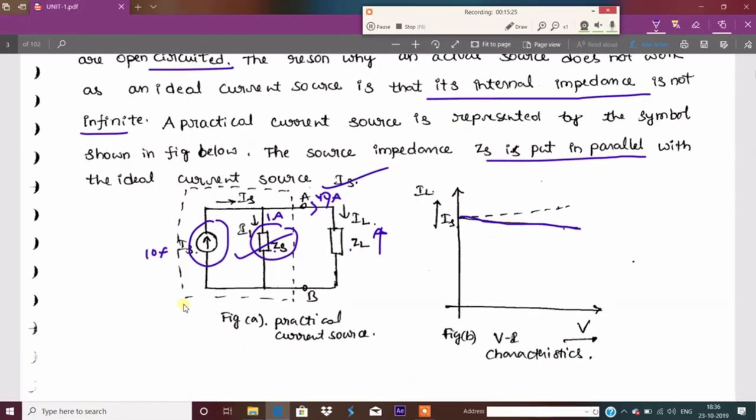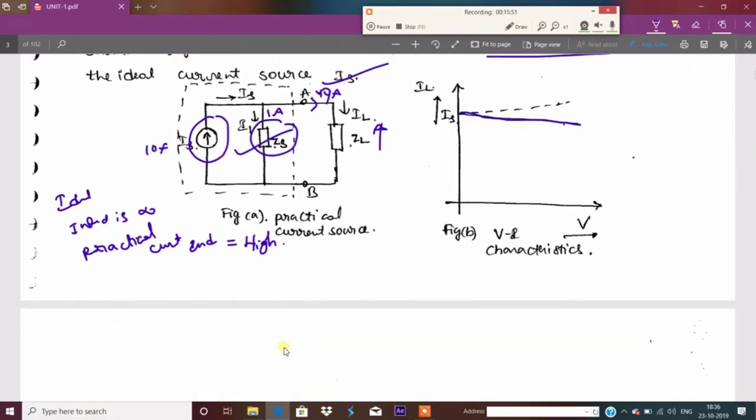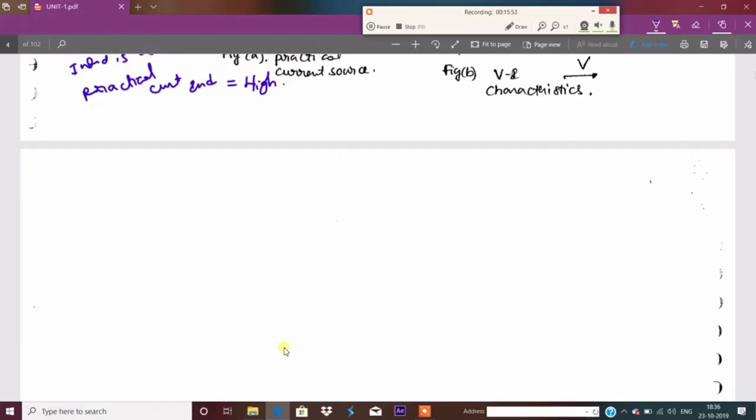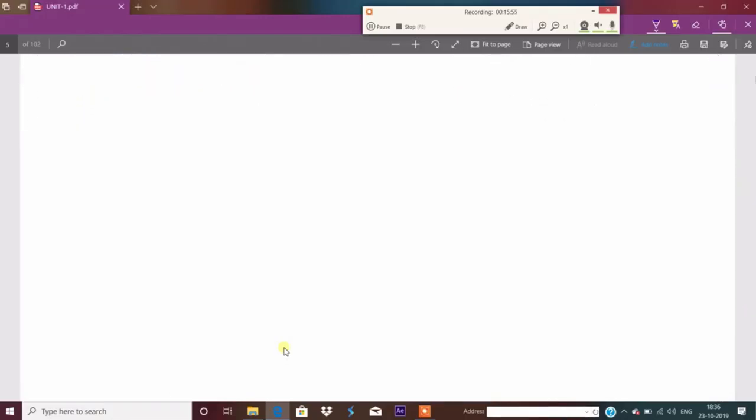One more important point here: for an ideal current source, the internal resistance is infinity, and for a practical current source, the internal impedance will be high. It is a very high resistance or high impedance that will be present. Okay, we have completed the explanation about this.